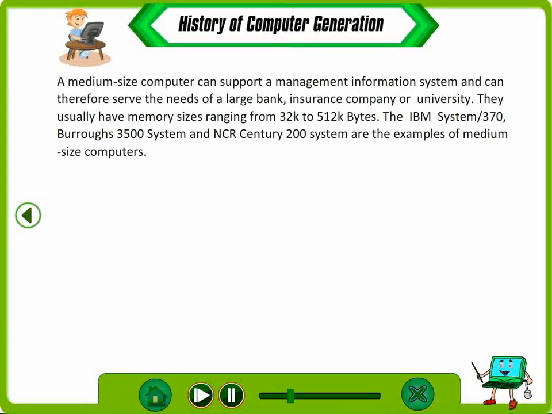A medium-sized computer can support a management information system and can therefore serve the needs of a large bank, insurance company, or university. They usually have memory sizes ranging from 32K to 512K bytes. The IBM System 370, Burroughs 3500 system, and NCR Century 200 system are examples of medium-sized computers.